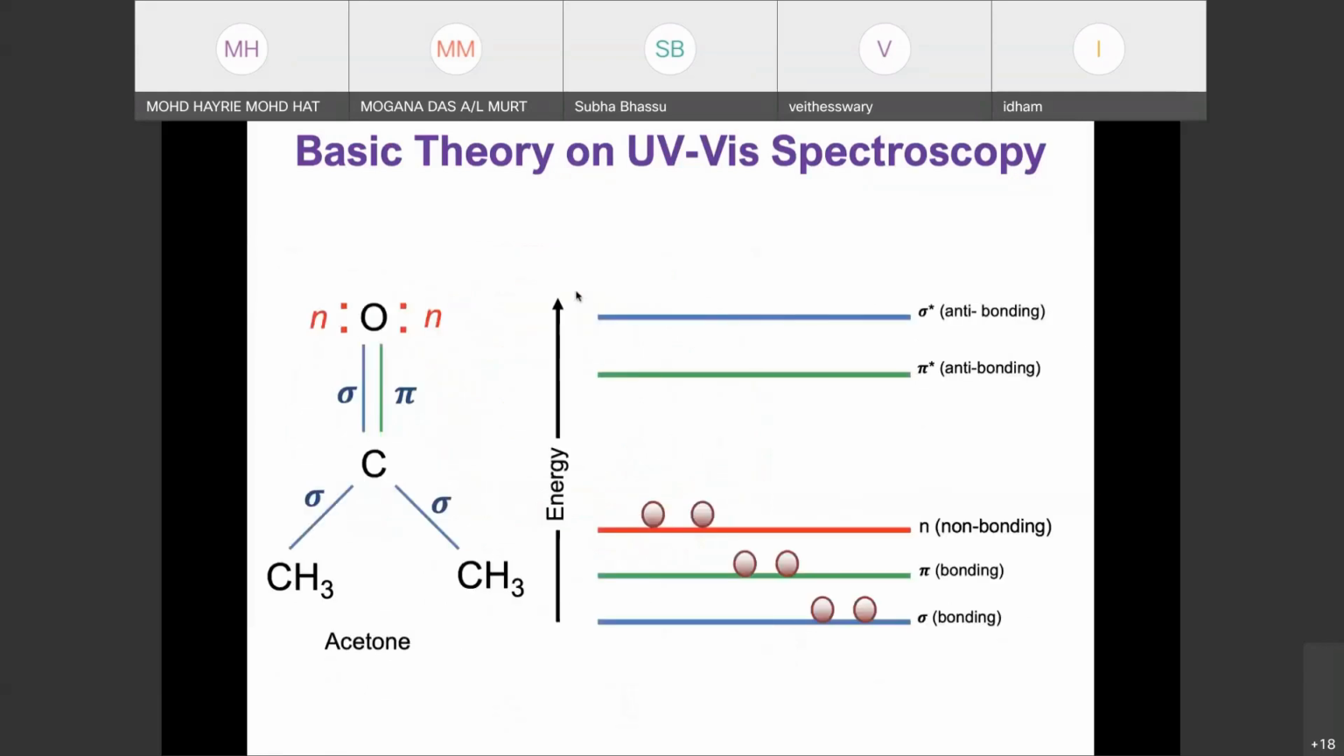According to the molecular orbital approach, the absorbed energy of light is used to transfer an electron from a bonding or non-bonding molecular orbital to an anti-bonding molecular orbital. For example, in acetone, all single bonds are sigma bonds, while the double bond is a pi bond. The lone pair is the non-bonding electron. So the electron that transfers may be a sigma bond electron, a pi bond electron, or a non-bonding electron from the lone pair.